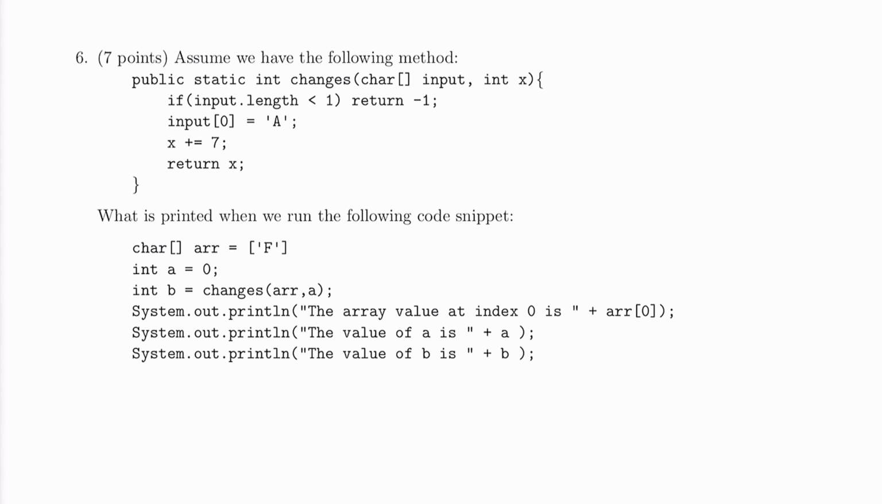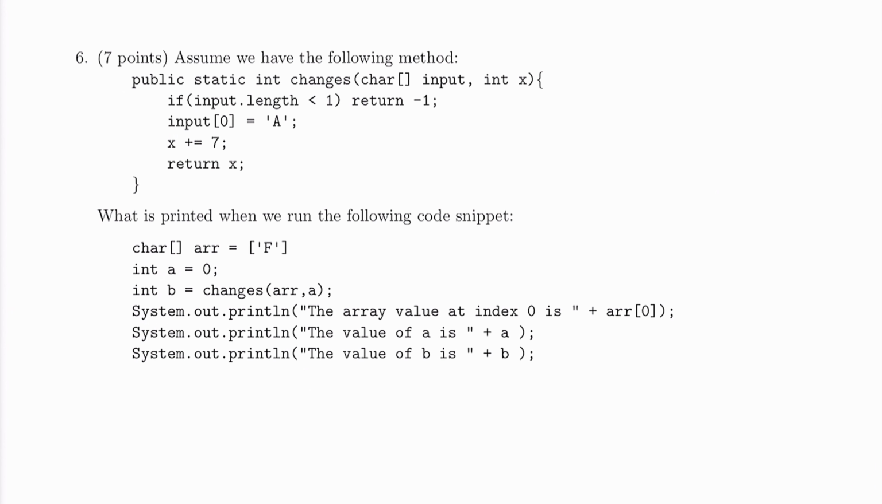Moving on to question 6. So in question 6, we're assuming we have the following method. It's a public static integer method called changes. It takes as input a character array and an integer x. The method itself, if the input length is less than or equal to 1, it returns -1. Otherwise, input 0 turns into the character a. X gets incremented by 7, and we return 7. And then what we want to know is what's printed when we run the following code snippet.